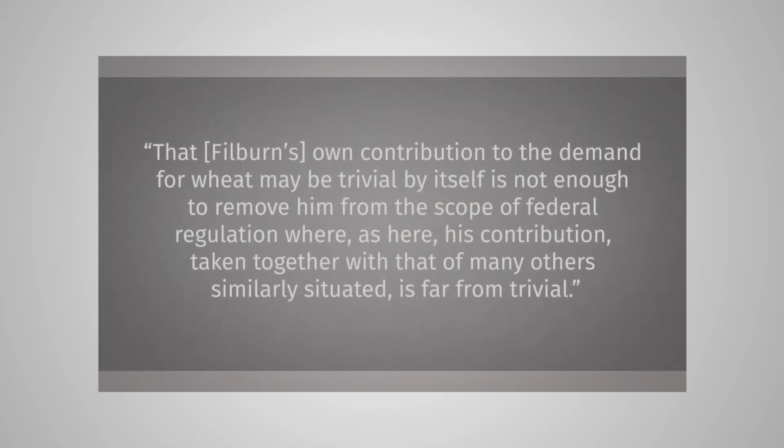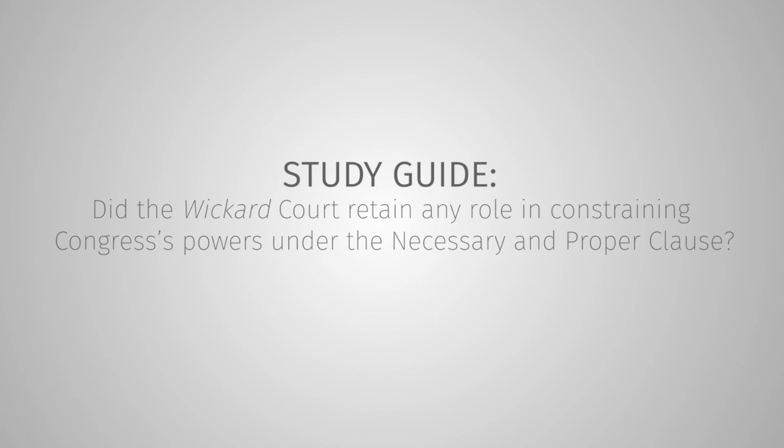After relating evidence on how homegrown wheat used to feed livestock affects national wheat prices, the court held that the fact that Filburn's, quote, own contribution to the demand for wheat may be trivial by itself is not enough to remove him from the scope of federal regulation, whereas here, his contribution, taken together with that of many others similarly situated, is far from trivial. Study guide. Did the Wickard Court retain any role in constraining Congress's powers under the Necessary and Proper Clause?